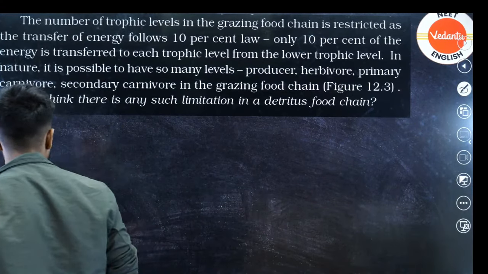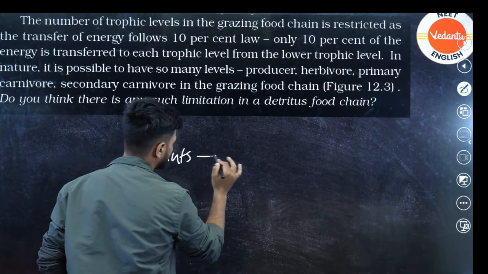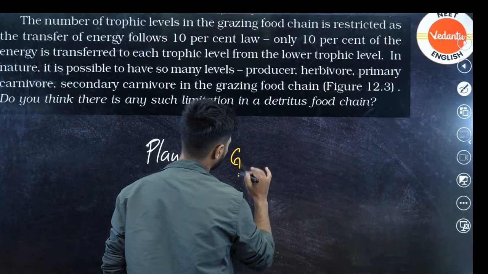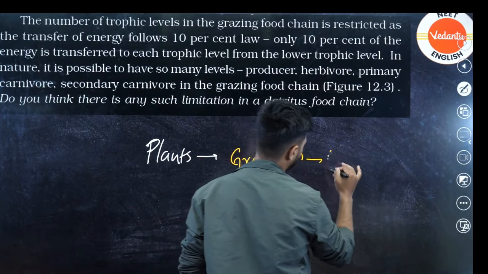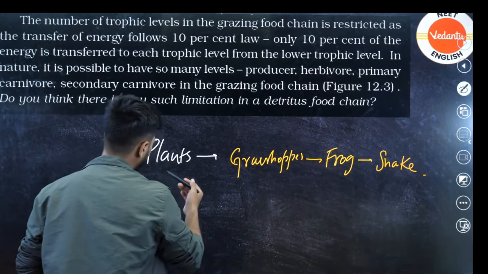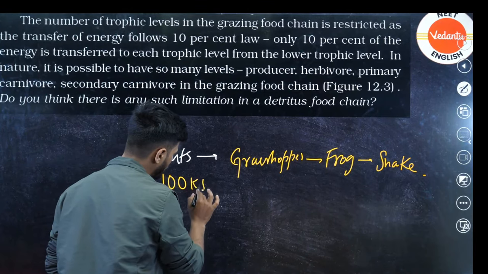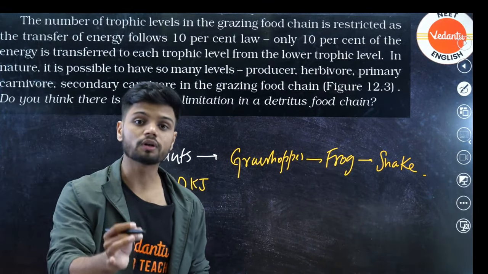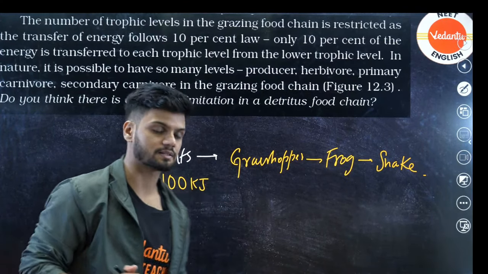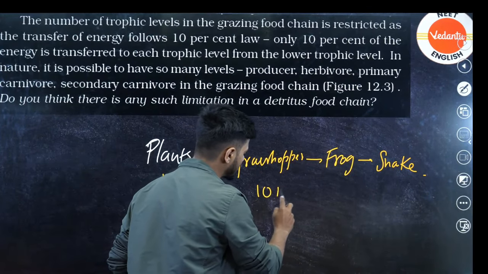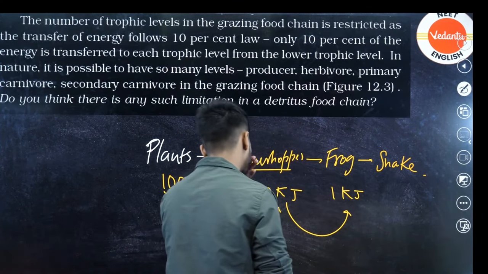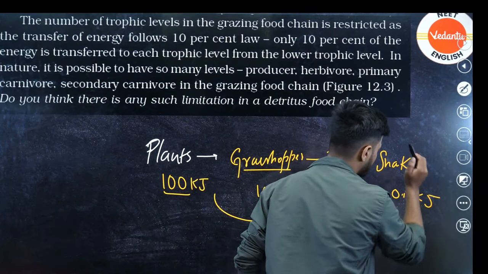For example, we have the plants here. Then we have a grasshopper, then a frog, then a snake. Plants are producing 100 kilojoules of energy. Out of this 100 kilojoules, only 10% will be sent to the next trophic level. 90% will be used by the plants for respiration purposes. So what is 10% of 100? 10 kilojoules is sent to the grasshopper. Out of this 10 kilojoules, only 1 kilojoule is sent to the frog. Then 0.1 kilojoules is sent to the next one.